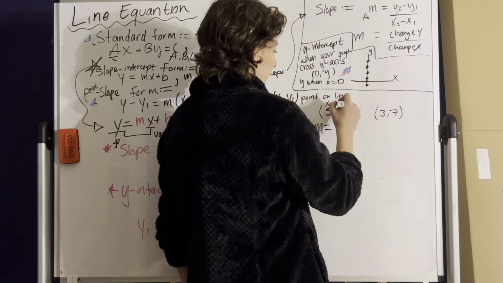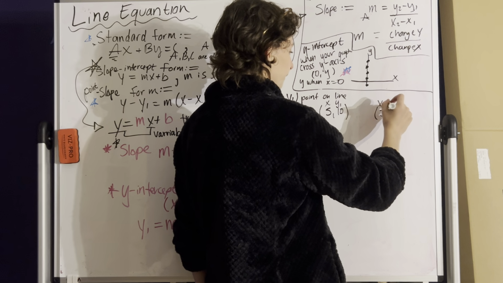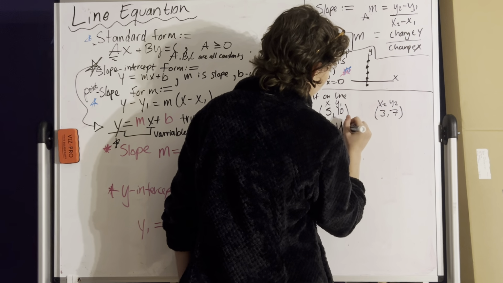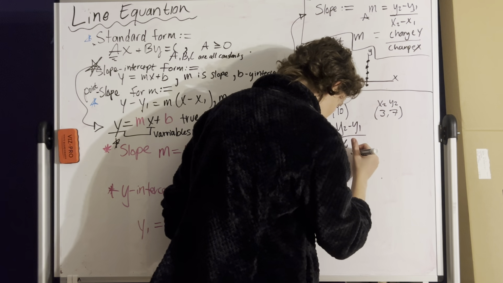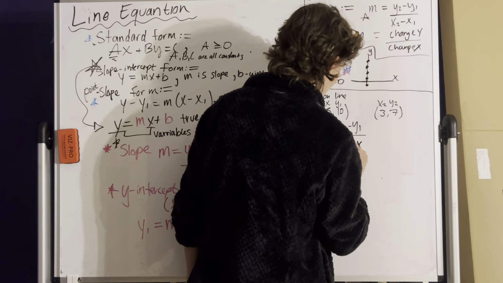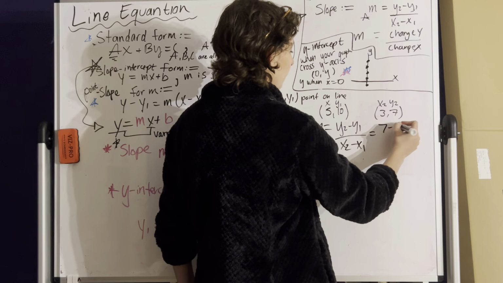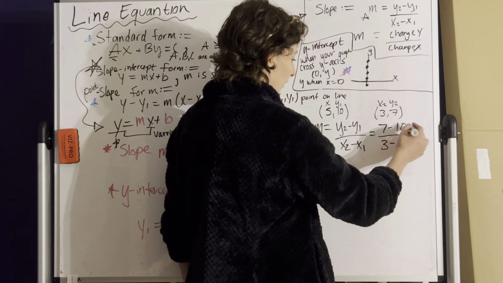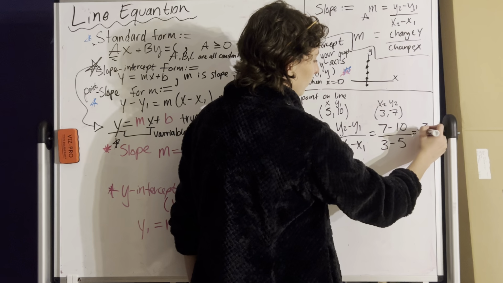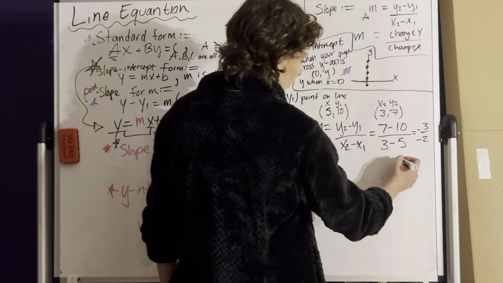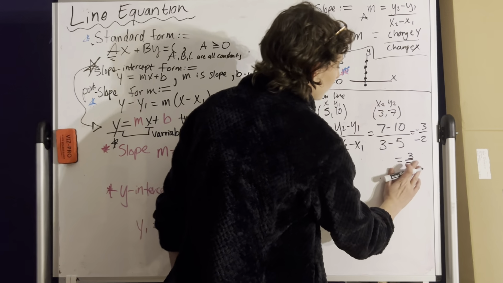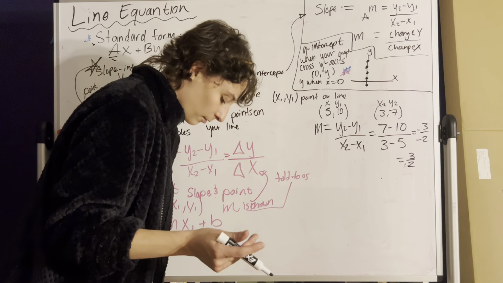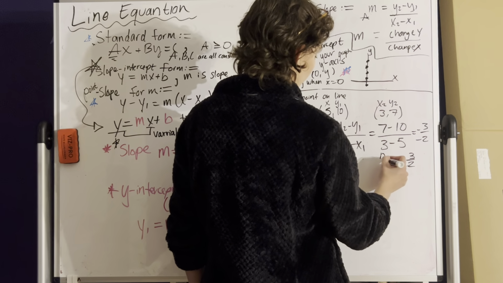I'm going to label them. I think that's helpful, at least for me. And so we'll go y2 minus y1 over x2 minus x1, and that's going to be 7 minus 10 over 3 minus 5, and so that gives us -3 over -2, which is also 3/2. Sorry, let me make it a little prettier. Okay, so we just collect this information. We'll hold on to it and work with it a little bit later.